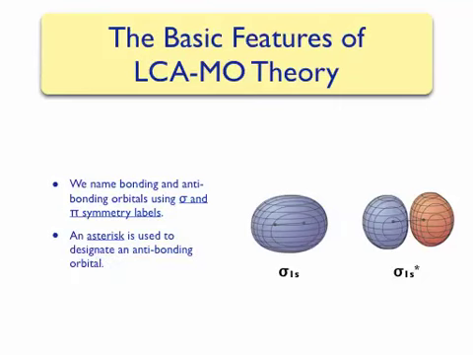We distinguish bonding orbitals from antibonding orbitals using an asterisk. It is also common to put in a subscript the type of orbital that the molecular orbital was formed from. In this case, we formed our sigma molecular orbitals, one bonding and one antibonding, from 1s orbitals.